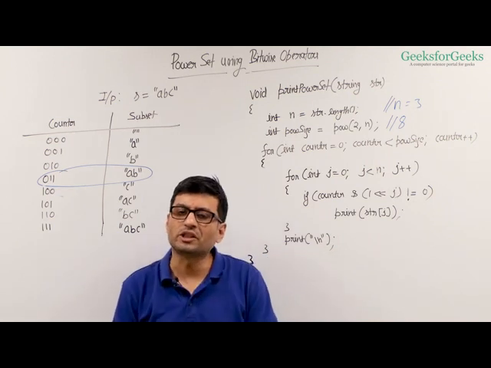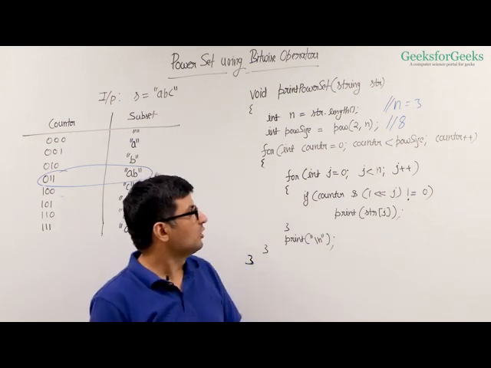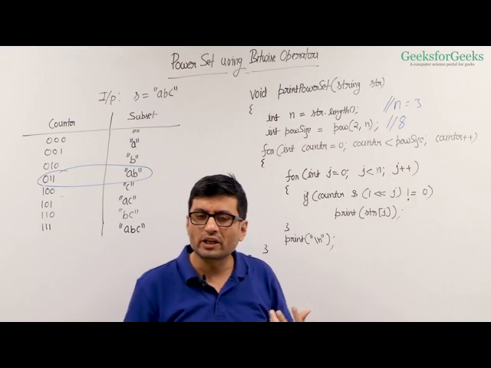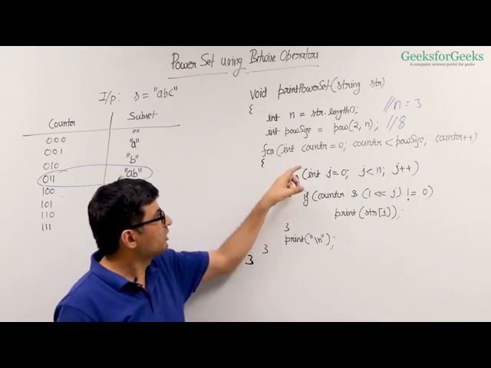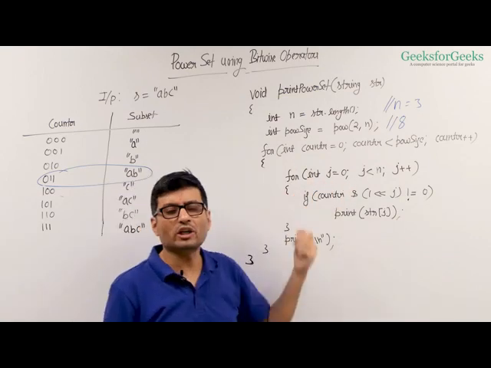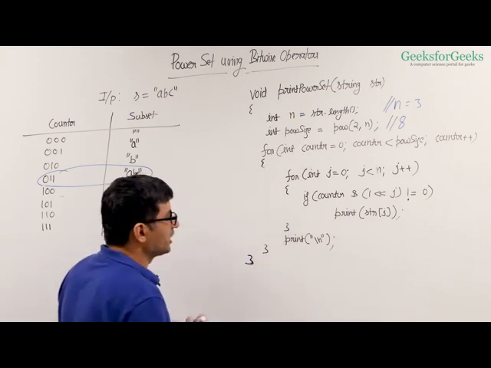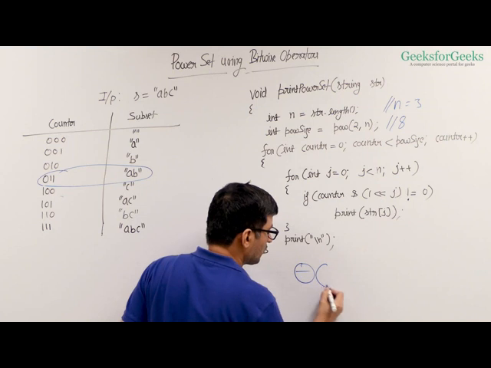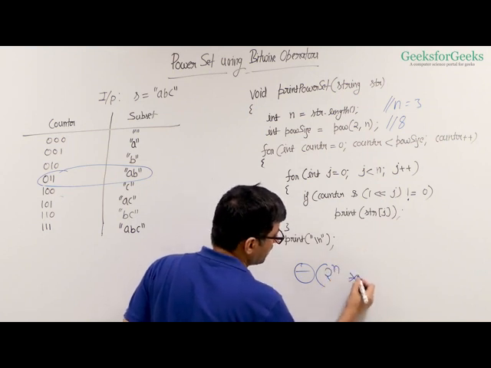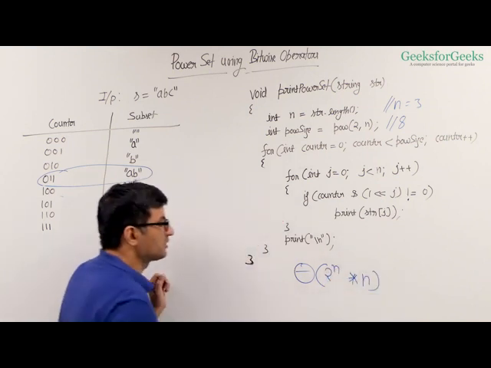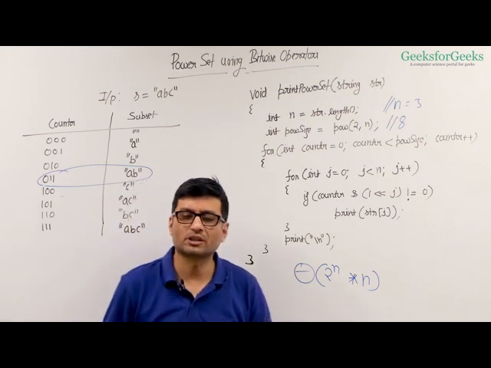What is the time complexity of this program? We run a loop that runs 2 raised to the power n times. For every value of counter, we traverse through all the characters of the string, which takes n times. So the time complexity is clearly theta of 2 raised to the power n into n. That much time is taken by this program to generate all subsets of a given set.